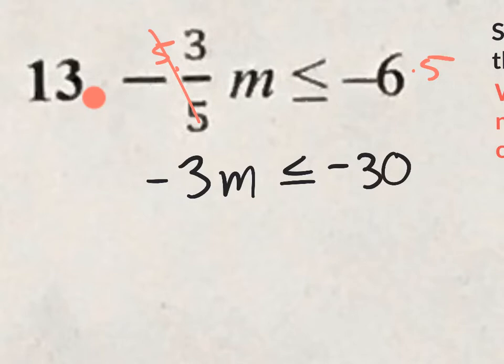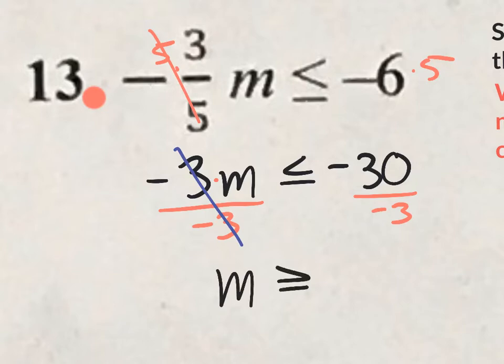Okay, so what do I do next? Divide by negative 3, right? If there's a multiplication of negative 3 in front of the m, I'm going to get rid of that multiplication of negative 3 by dividing by that exact value, negative 3. And what I do to one side, I do to the other side. Now, once again, guys, this is my last step. And what am I doing on my last step? I'm dividing by a negative 3. So if you divide by a negative, you have to flip the inequality symbol. So m is greater than or equal to positive 10.